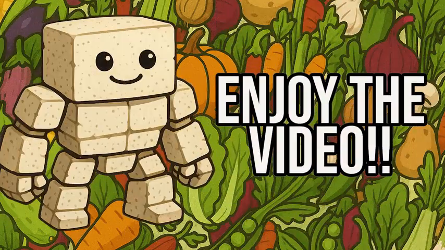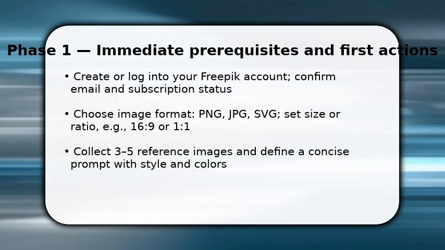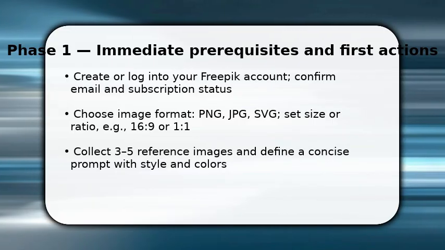Please enjoy the video. You begin by opening Freepik's AI generator and signing in, then create a new project so work saves automatically. Once done, pick your output format and aspect ratio. This defines composition and cropping.